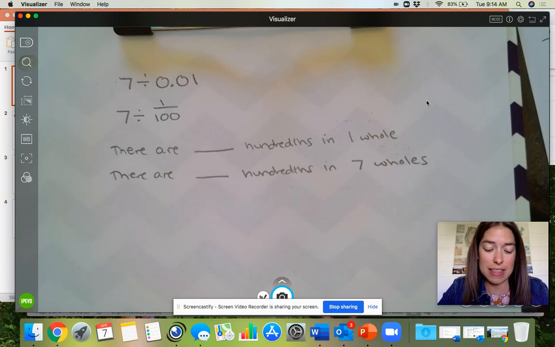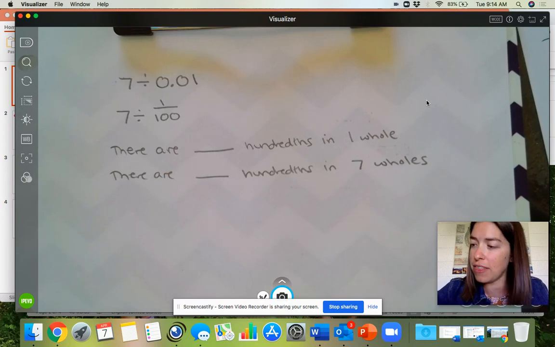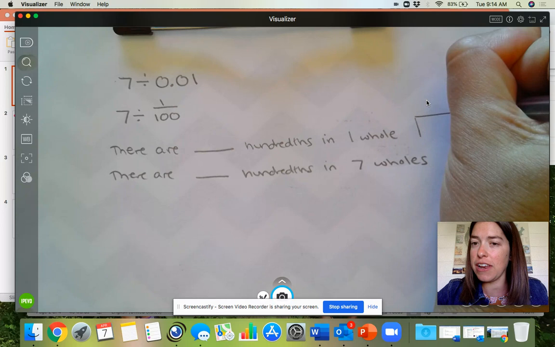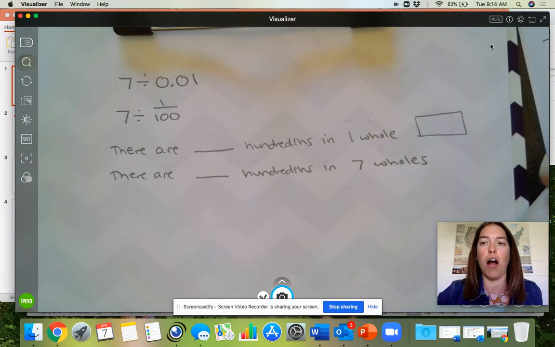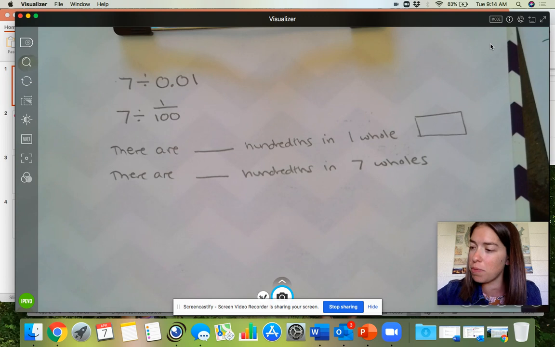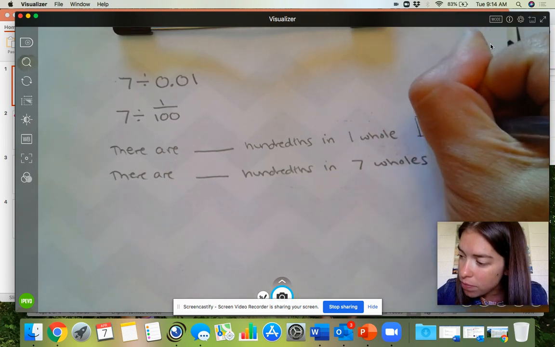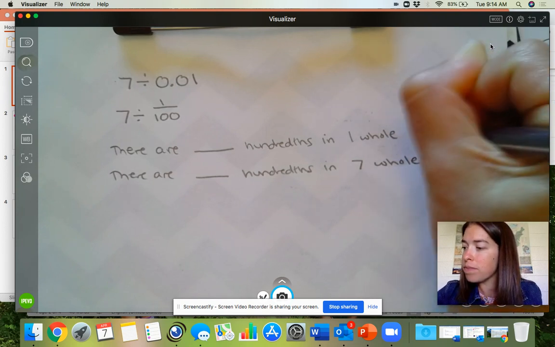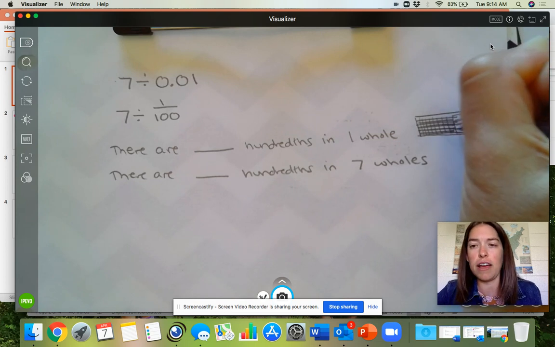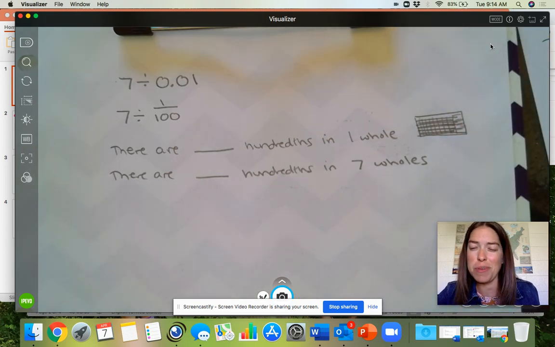There were 10 tenths in 1 whole, but there's not 10 hundredths in 1 whole. How many hundredths are in that whole? If you need to think about your pan of brownies, if you're now dividing that pan of brownies into hundredths, maybe you have to share it with 100 people. So clearly not everyone gets as big of a piece of brownie, but how many hundredths go in that whole? And then how many hundredths are in the 7 wholes? Take 30 seconds to try it on your own.